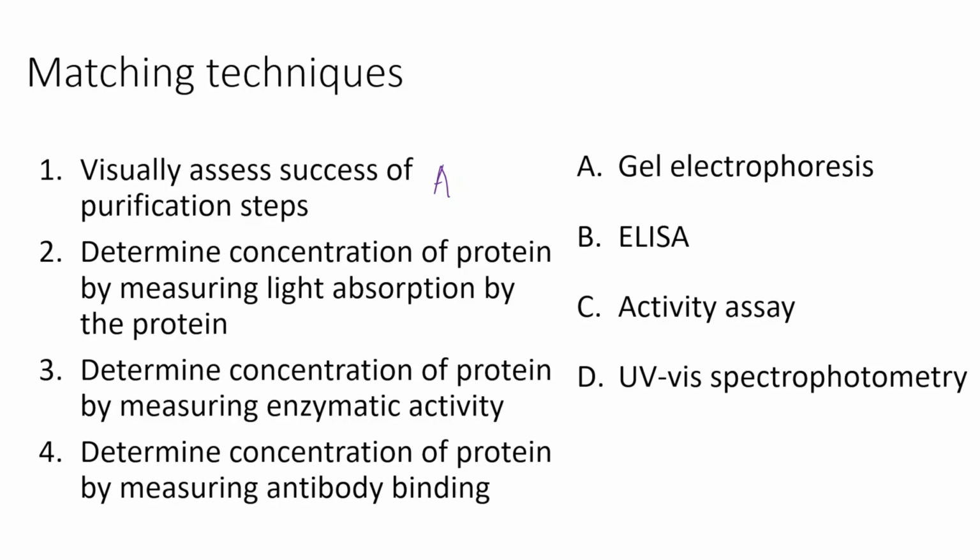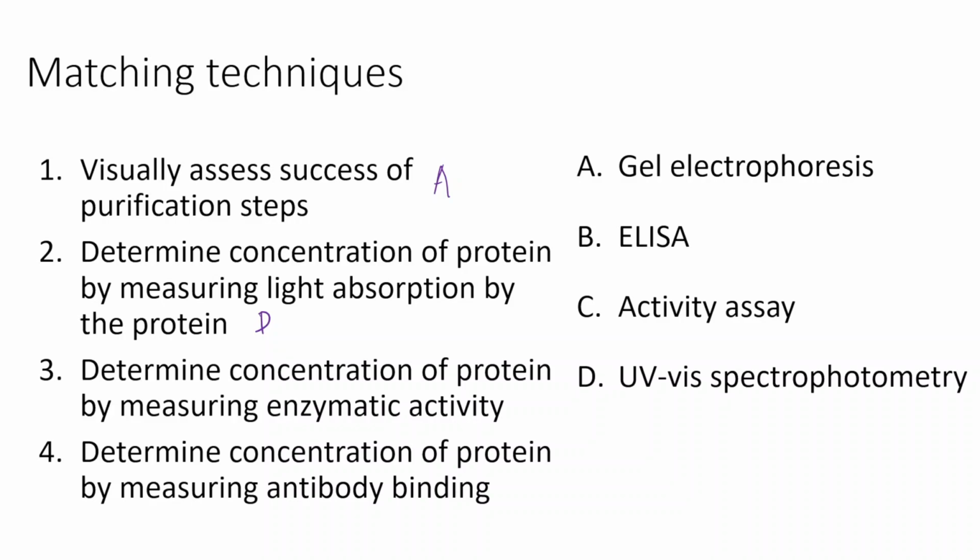Okay, so for number 2, which one of these helps determine the concentration of a protein by measuring the light absorption by the protein? D, yeah, so UV-Vis spectrophotometry. So you can use the property that proteins have of absorbing light at a particular wavelength to then see how much protein you have in your sample. And we'll do an example of that in a little bit.